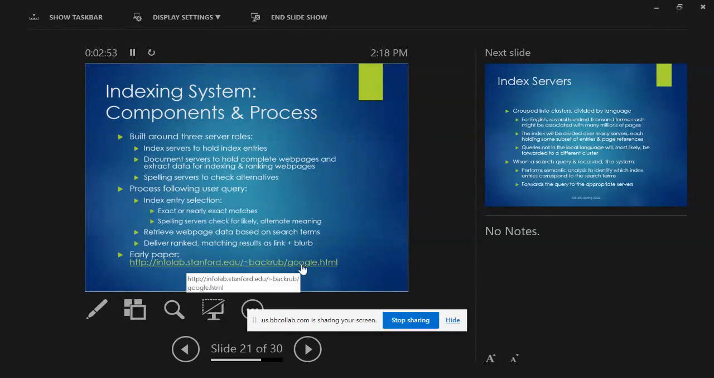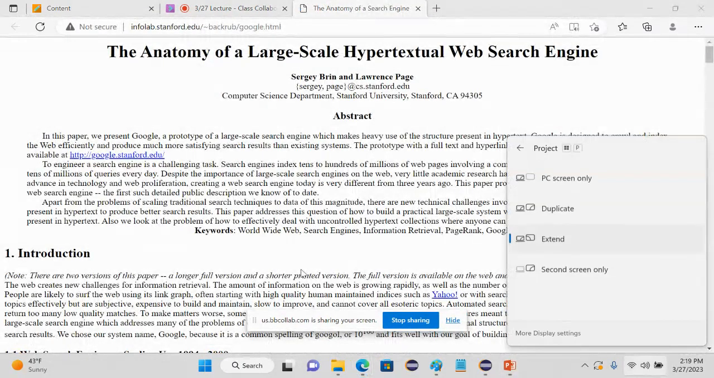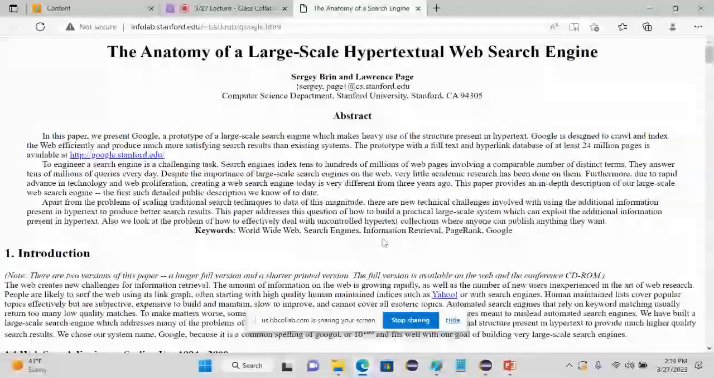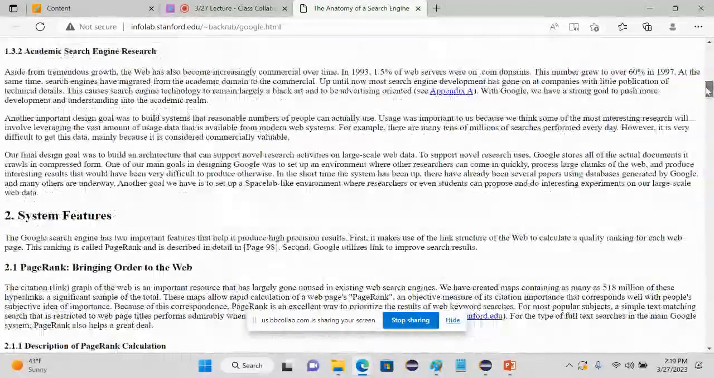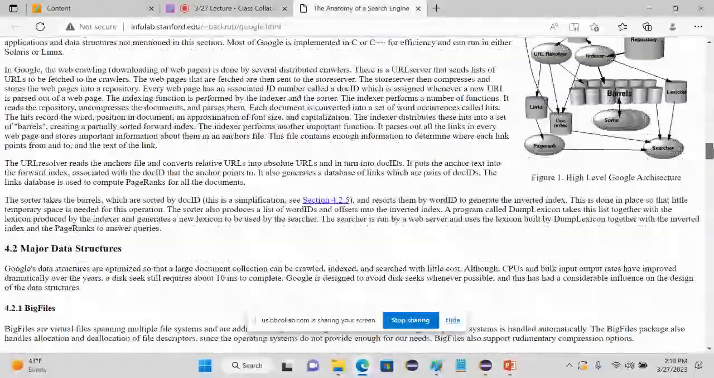All right. Now I do have an early paper here. I know I got to go to screen. Okay. So you may recognize the names of these fantastically wealthy billionaires. This is an early paper they did explaining Google circa 1997. Anyway, if you're interested, by all means read this. I mean, you don't have to understand all the math or anything about it.